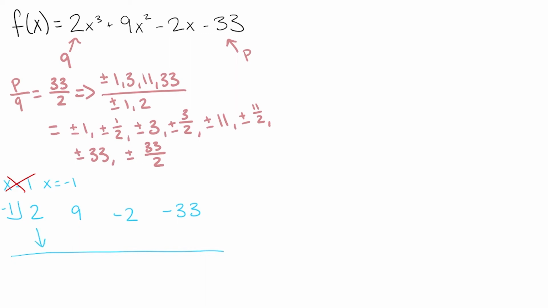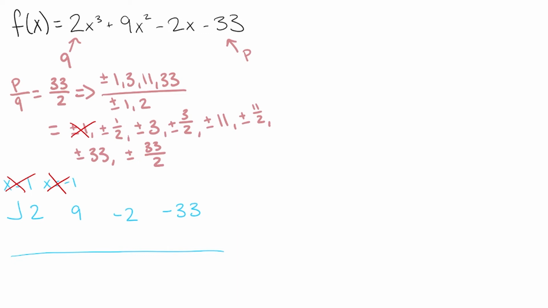We'll bring down our 2. Negative 1 times 2 is negative 2. 9 plus negative 2 is 7. Negative 1 times 7 is negative 7. Negative 2 plus negative 7 is negative 9. Negative 1 times negative 9 is positive 9. Negative 33 plus 9 is negative 24. Again, not 0, so this is not our root, and we know that neither positive nor negative 1 is a possible value.